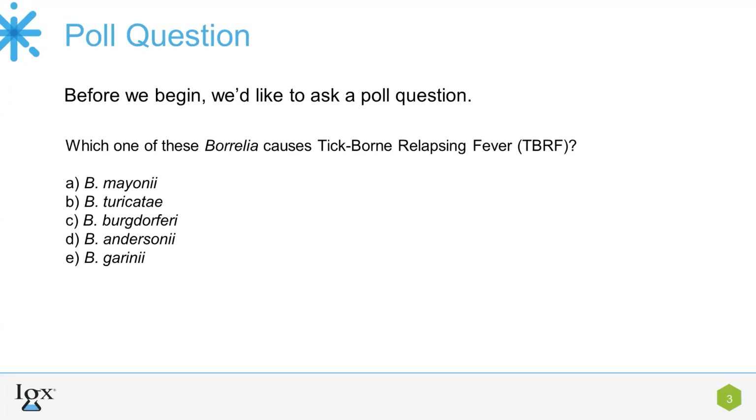All right, just what we call a poll question. Which one of these 5 is actually a relapsing fever Borrelia? The answer is B. Turicatae is the only relapsing fever Borrelia on the list. Now, the question was designed to kind of set the stage for this, because let me go through the next one.